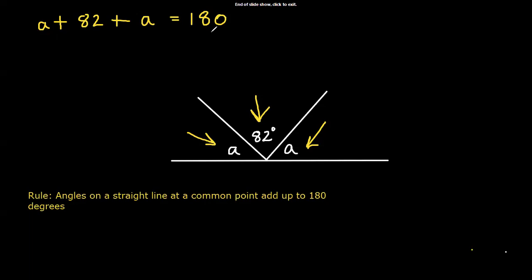So what are we gonna do here? We're going to combine the A's. What is A plus A? It's 2A. We bring the 82 out. We leave it. It's gonna be equal to 180.